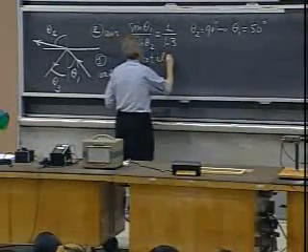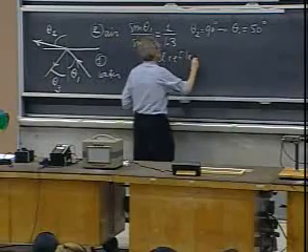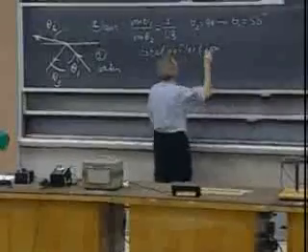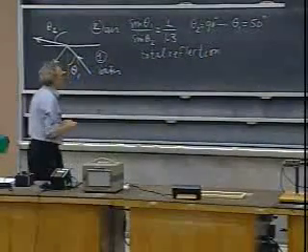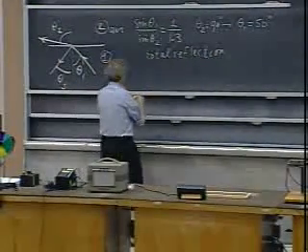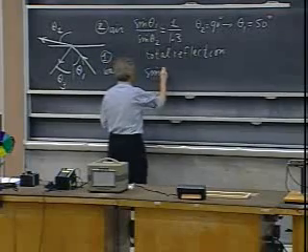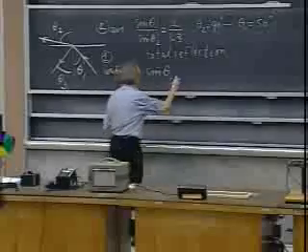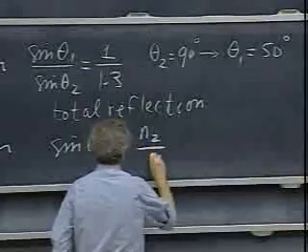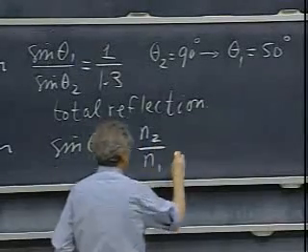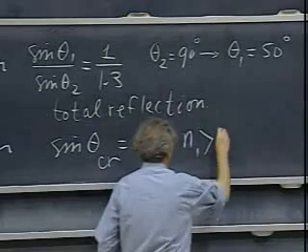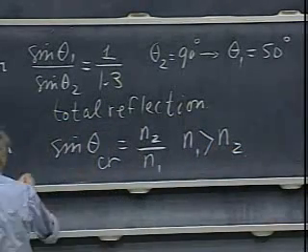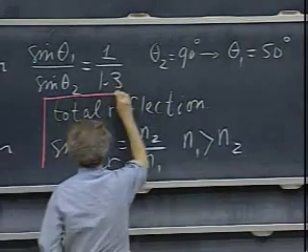Total reflection. Total reflection happens when theta 1 is larger than a certain critical angle, and the sine of that critical angle, for which I write CR, is n2 divided by n1, but there is a condition, and the condition is that n1 must be larger than n2. If that's not the case, then there is not total reflection.